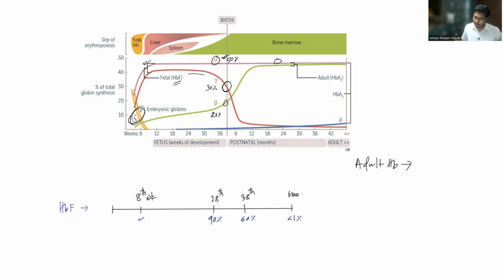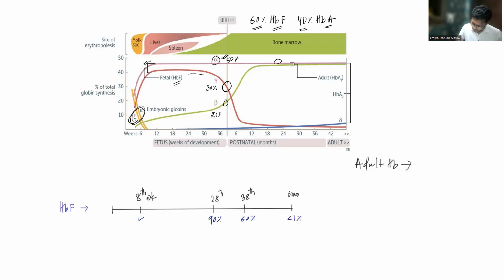Okay, so from this you can understand at birth you have 60% of hemoglobin F and around 40% of hemoglobin A. Okay, so alpha gamma will produce hemoglobin F, so that is around 60% during birth, and alpha beta is hemoglobin A, so that will be around 40%.